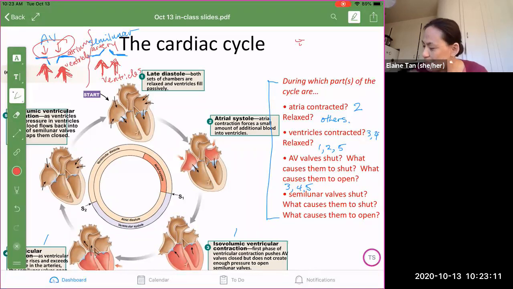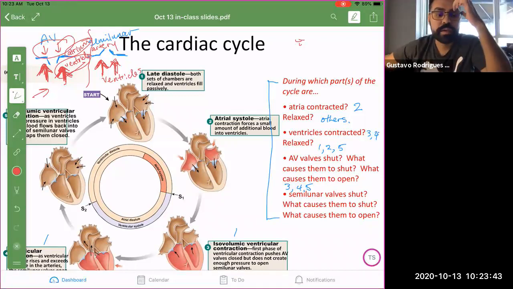Okay, so going back to the question, what causes the AV valves to shut? The AV valves are going to shut when the ventricular pressure here is greater than the atrial pressure. And then what causes it to open? That's going to be the opposite. It's going to be when the atrial pressure is larger than the ventricular pressure. Does that make sense?